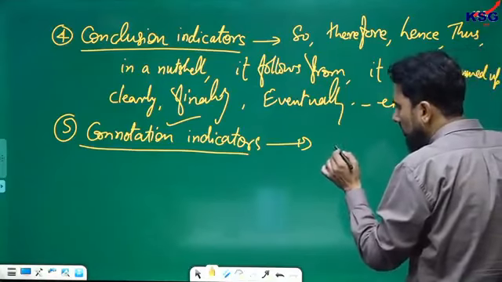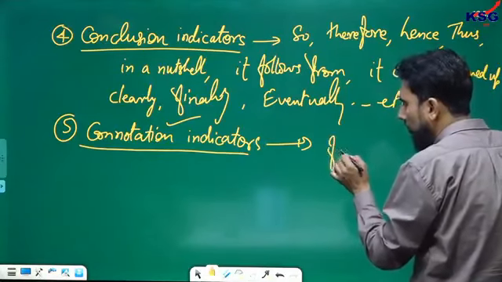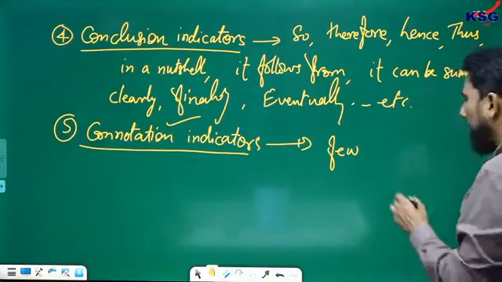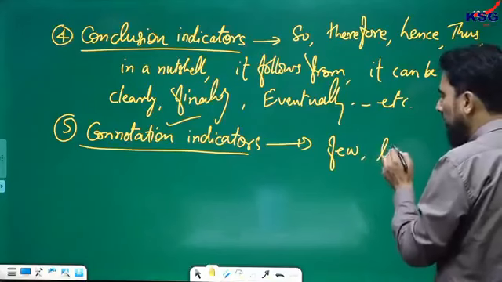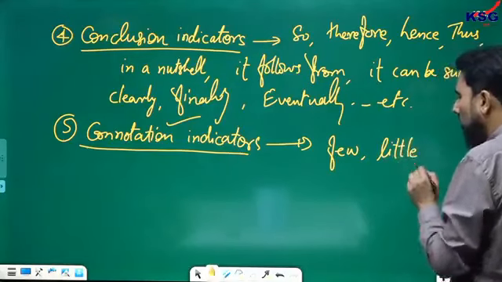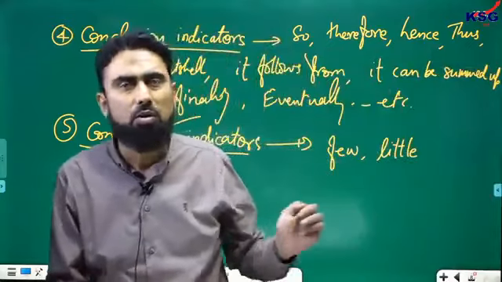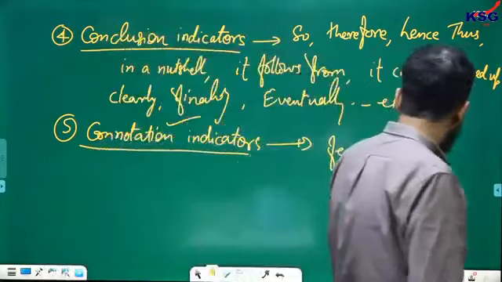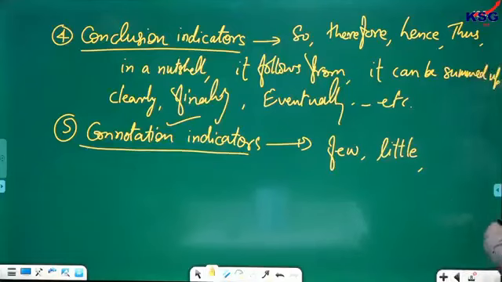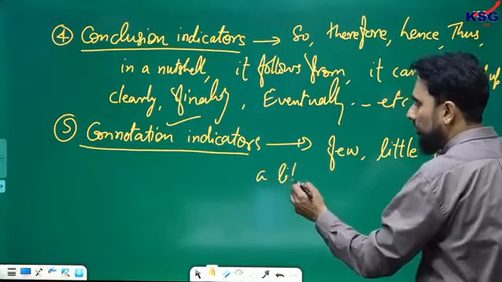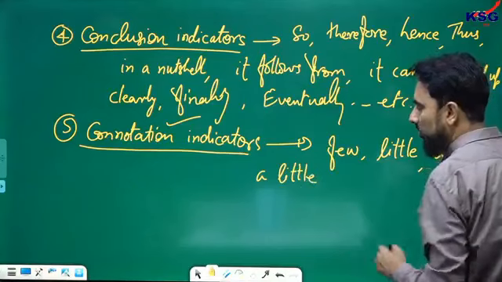So what are such words? For example, a word is few, F-E-W. You all know that for numbers we use few, meaning some. There's a word little. For amount or uncountable nouns, we use little, just like for countable we use few. We use little for liquid and gas and other such nouns. Then when we add an article with few or little, it is called a few or a little. There is a big difference between the two.